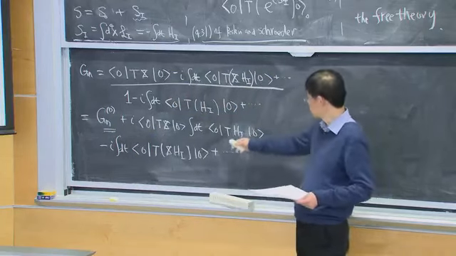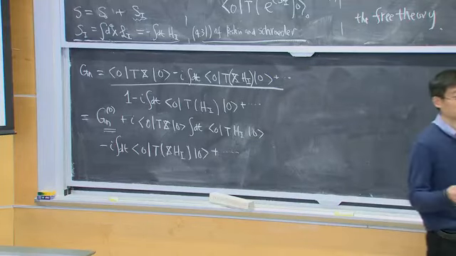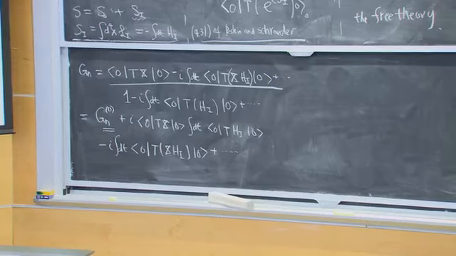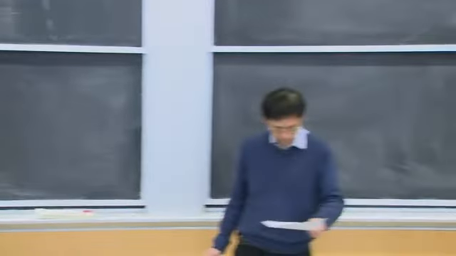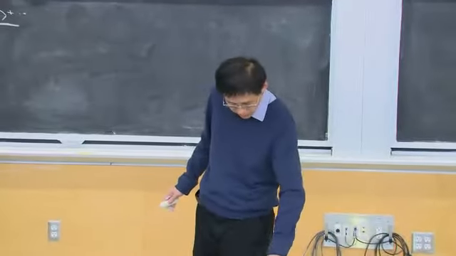All those quantities can be evaluated using Wick's theorem, because all correlation functions in the free theory can be evaluated using Wick's theorem. You just use Wick's theorem over and over. Any questions on this?